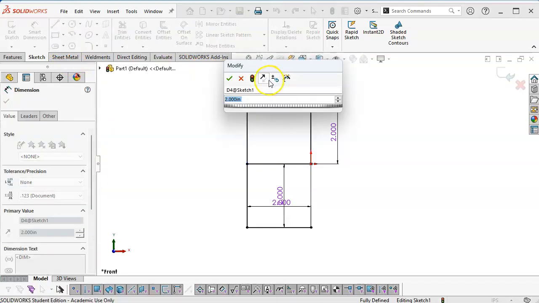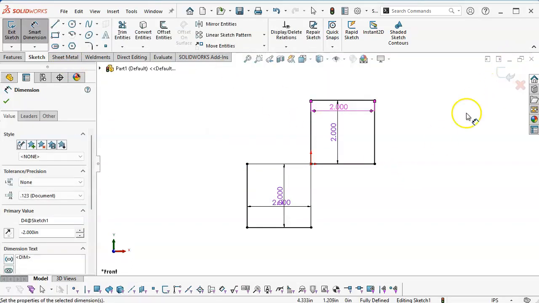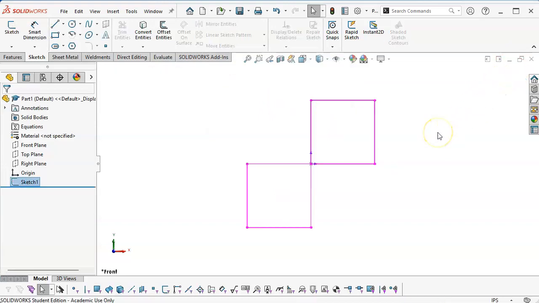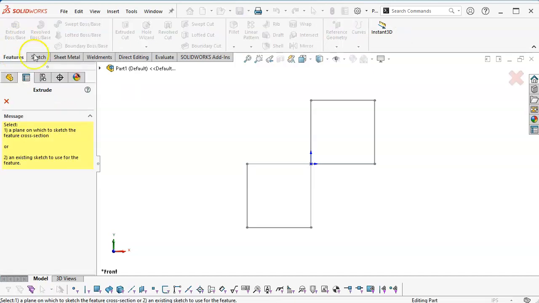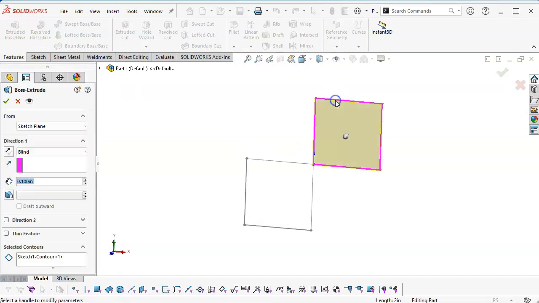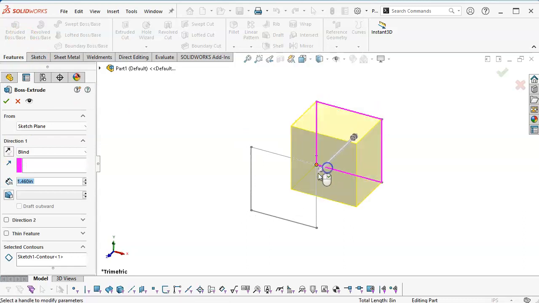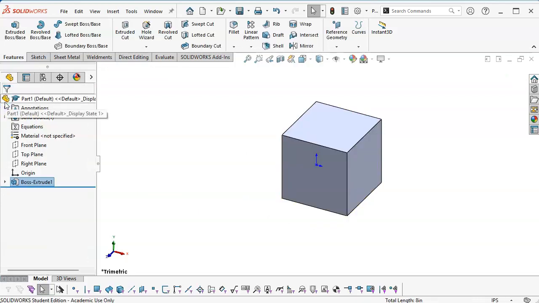Smart dimension 2. Okay, so when we're doing the Cartesian coordinate system, we are in quadrant 1, quadrant 2, quadrant 3, quadrant 4. First angle projection is in quadrant 1 coming towards us, hence the first angle. So if I extrude and we go to the sketch and I bring this cube out 2 inches, and we'll go ahead and accept.